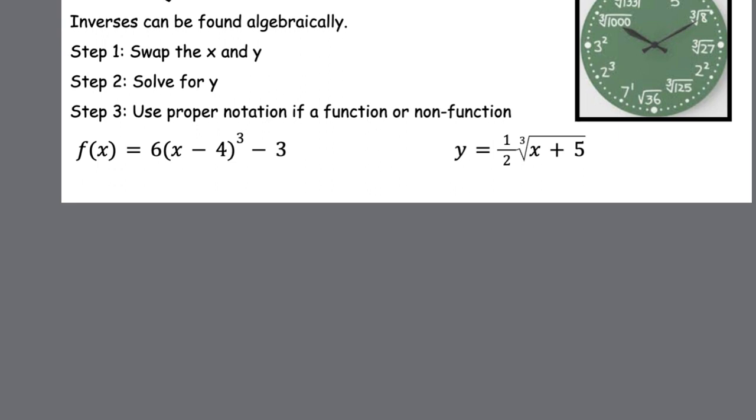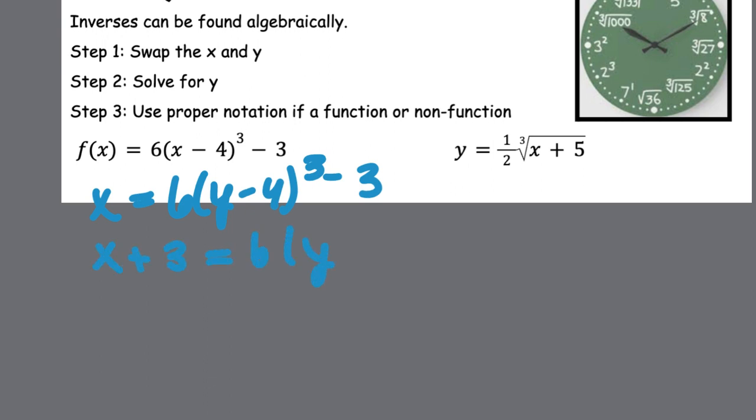So if I swap my x and y, I've got x equals 6, and it'll be y minus 4 cubed minus 3. Add the 3. This is the part where you've got to be really careful. Make sure you do it in the right order. We kind of work furthest away from the variable as possible. So we're going to add the 3.